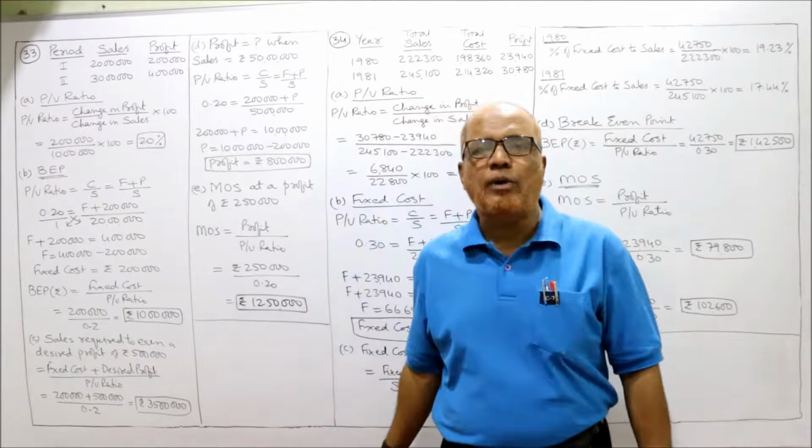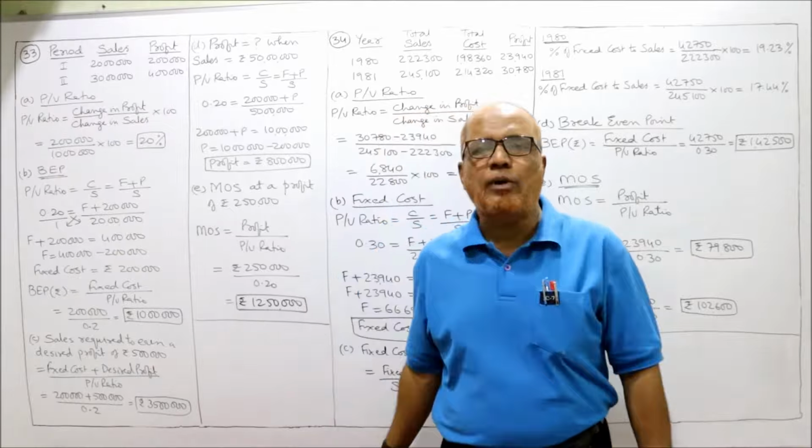Three bits done. Now I am coming to the fourth bit. Profit. Profit is how much when sales are rupees 50 lakhs? If sales are 50 lakh, how much would be the profit? Again, I'll make use of the PV ratio formula. Easily I can find out. PV ratio, the formula is C by S. In place of C, I am writing F plus P because I need P. I need profit. So PV ratio 0.2.